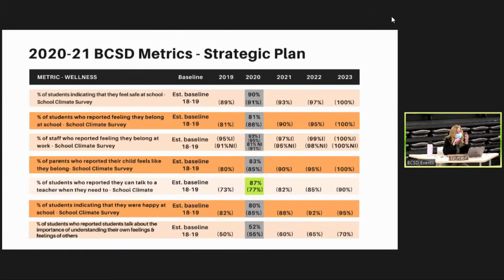And with wellness, a lot of these are from the school climate survey. Again, I think that this is going to be a challenge to try and get data on this year, but in areas we can, when we really want to focus on overall mental health and wellness, we'll look to do something probably after the beginning of the school year.